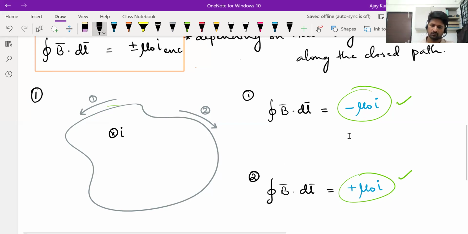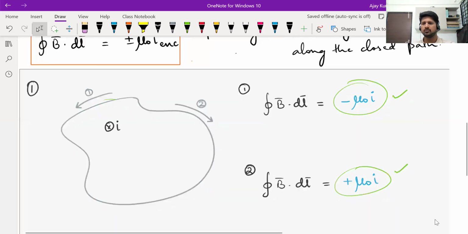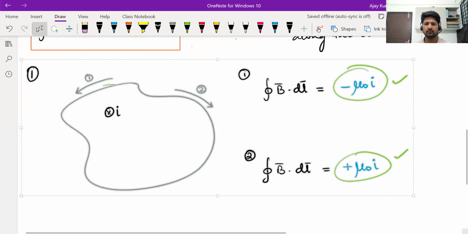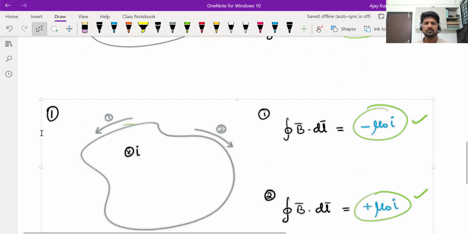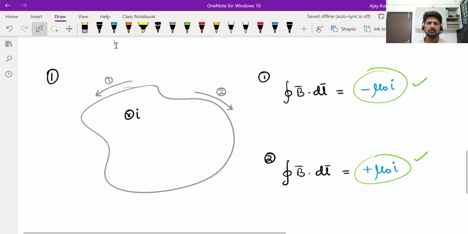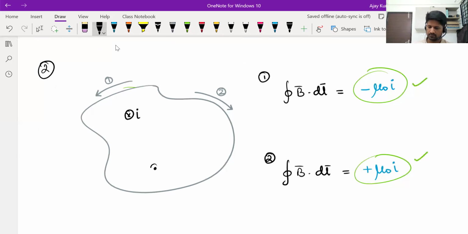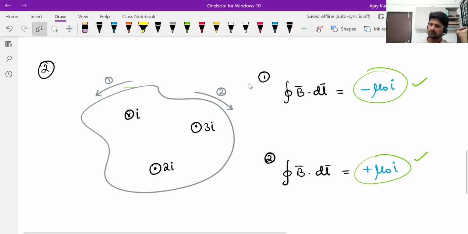Now suppose we include those two currents. Let's take it as a separate question. Same situation, both paths, both possible ways of moving. You have to find out what is the integral of B dot dl. But now there are some extra, additional currents, 2I and 3I. Do this quickly, all of you.